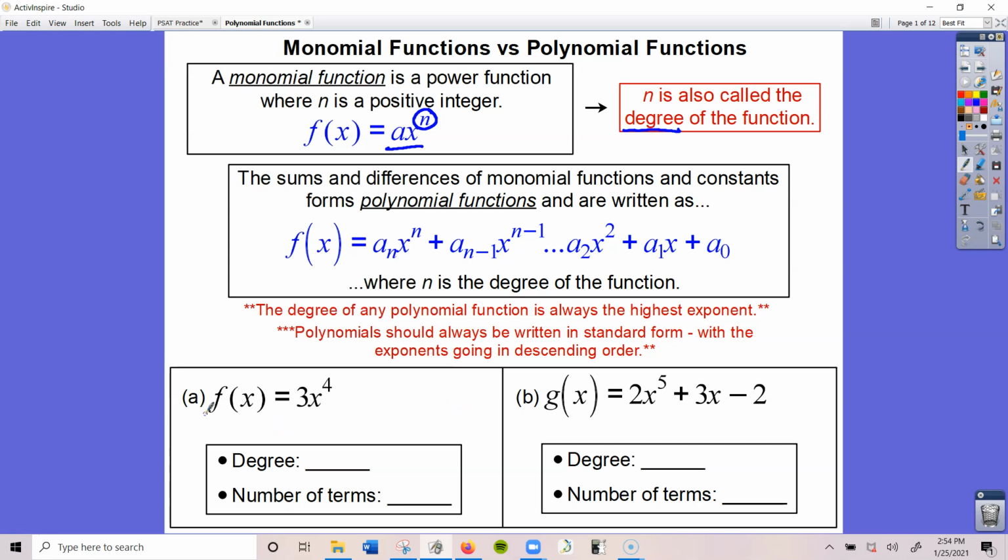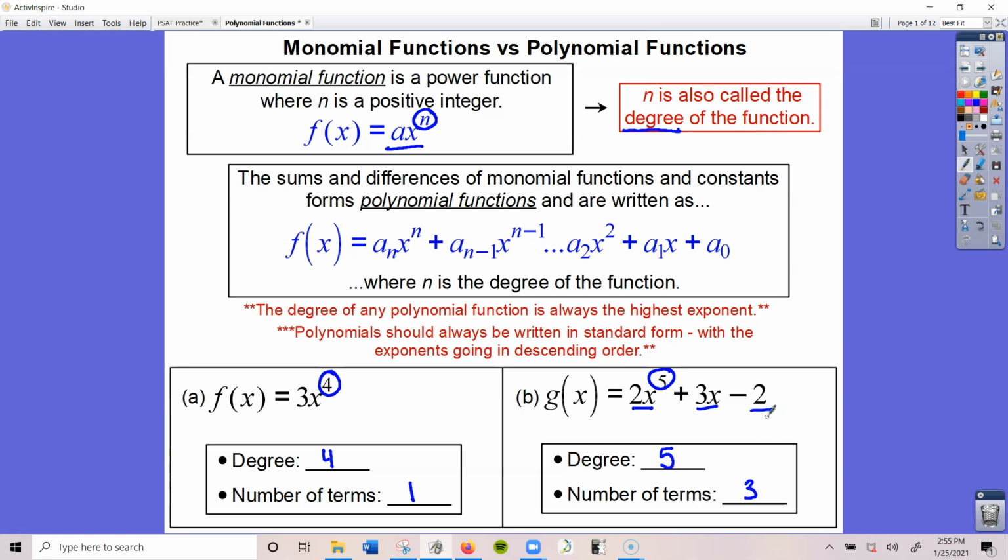So for example, for a, we have f of x is equal to 3x to the fourth. This would be a fourth degree monomial, and that's because the highest exponent is 4. In this case, since there is only one term, that's why it's called a monomial. For b, the degree would be the highest exponent, which is 5. And in this particular polynomial, we have 3 terms.